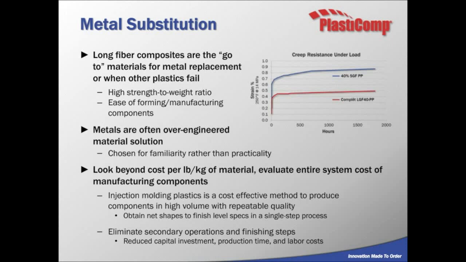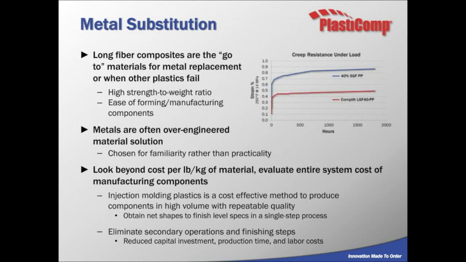You need to look beyond cost per pound or kg of material. You have to look at a systems cost when you're looking at composite materials. Injection molding plastics are a cost-effective method to produce components in high volume and repeatability. Low cycle times equals high output. And you can obtain net shapes to finished level specs in a single-step process versus some of the other processes used in metals.